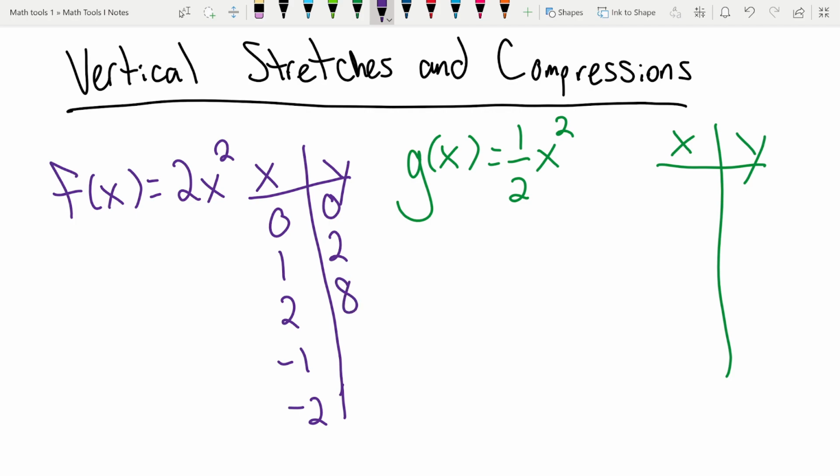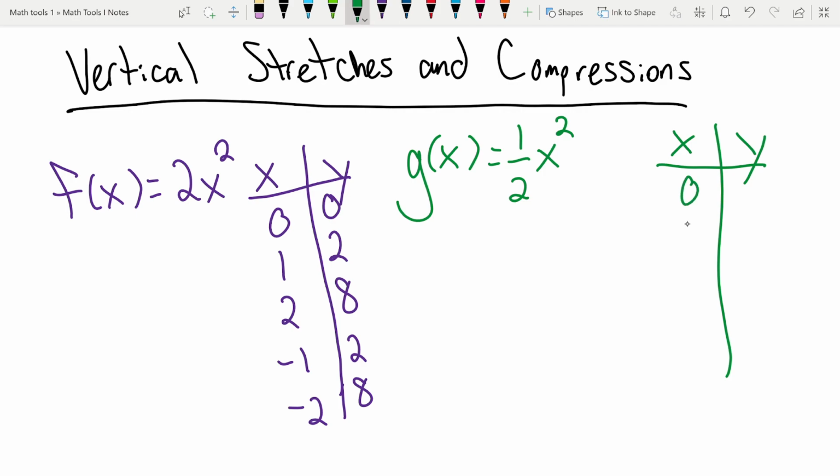So compared to the parent graph, right, the parent graph had the points 0, 0, 1, 1, and 2, 4. So these ones are being stretched vertically, right? That point that was at 1, 1 is now being stretched up to 1, 2. The point that was at 2, 4 is being stretched up to 2, 8. And then same with the points on the other side, of course. The graph will still be symmetric, so nothing's going to change there.